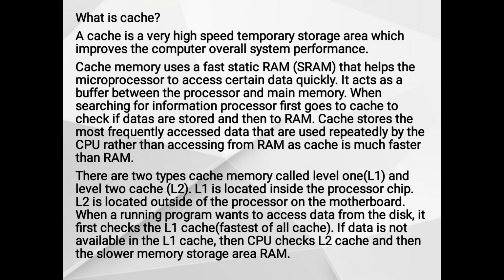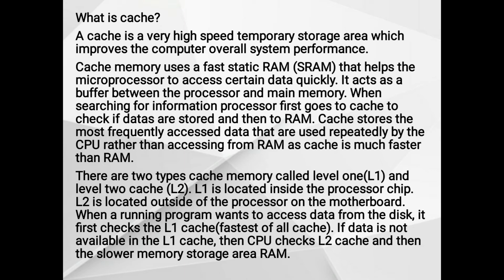When searching for information, the processor first goes to the cache and checks if the data is stored. If the data is stored there, then the processor processes that data and transfers it back to the RAM, and then from the RAM to wherever the data is used. Now if the data is not stored in the cache memory, then the processor will move on to search the slower memory storage area, that is the RAM.